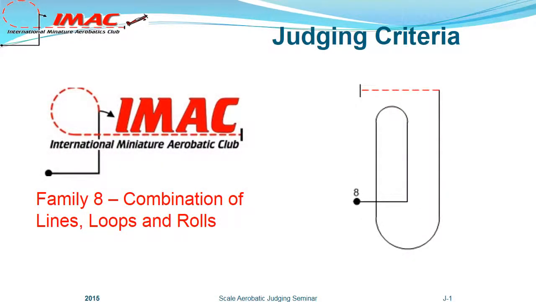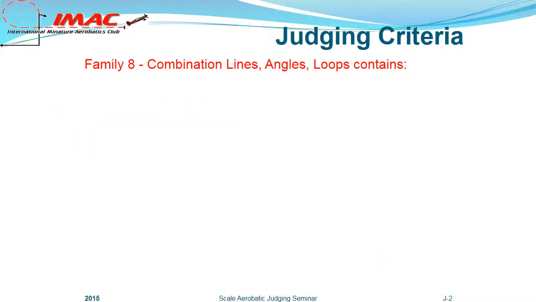This is Rusty Family 8, a combination of lines, loops, and rolls. This family combines a variety of elements into some interesting figures for scale aerobatics. Some are quite familiar, and others not so much.